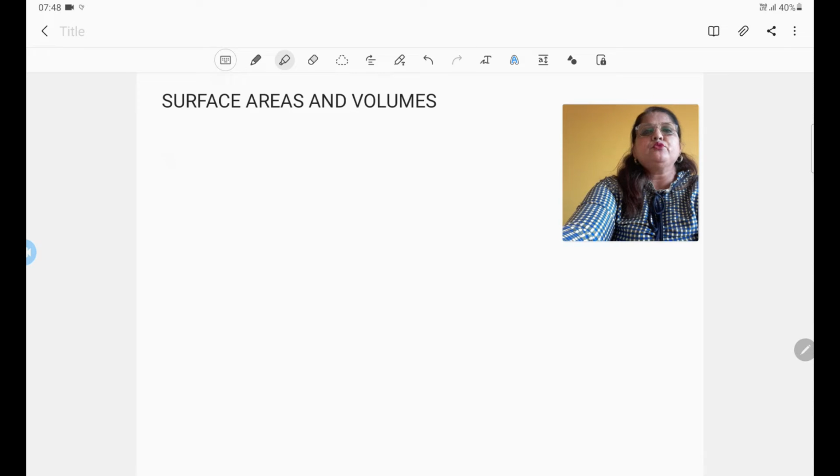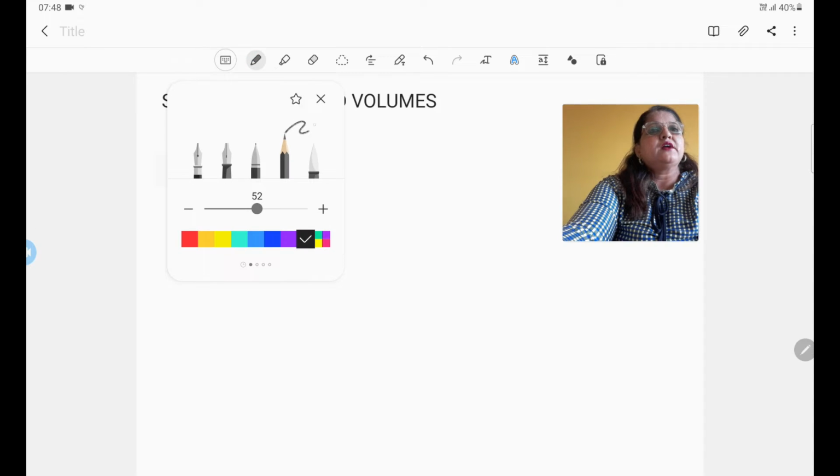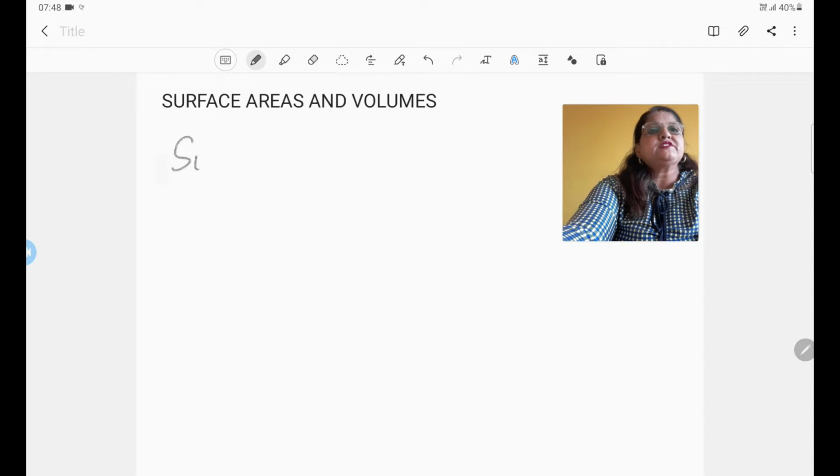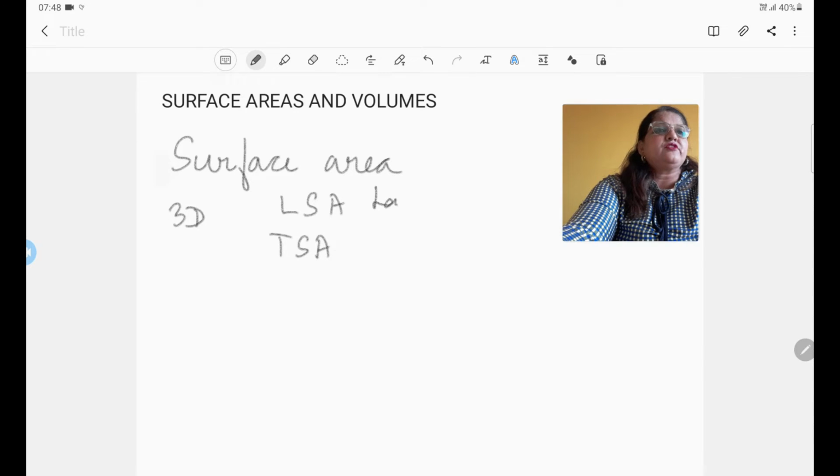Now first we come to cuboid and cube. Even before moving on to the shapes, you need to know the meaning of surface area and volume. Surface area actually means the area that is occupied by any particular object. When we are dealing especially with 3D objects, there is something called lateral surface area, and there is something called total surface area. And lateral surface area means the area of the sides of that figure, only the sides.